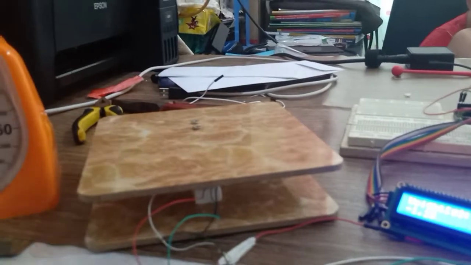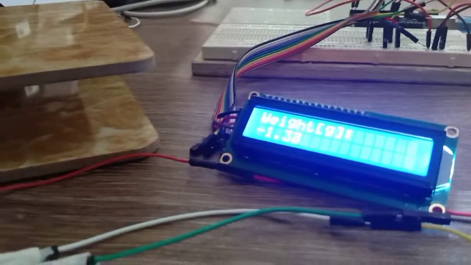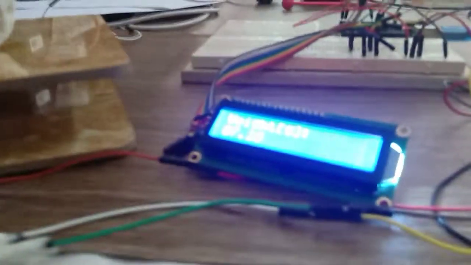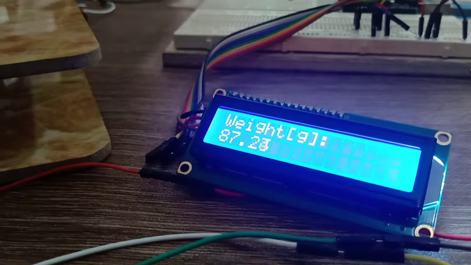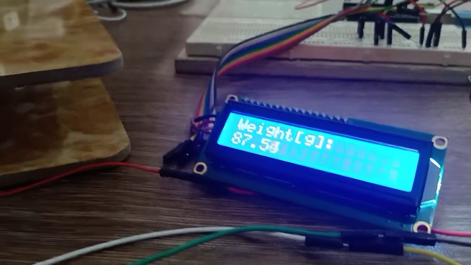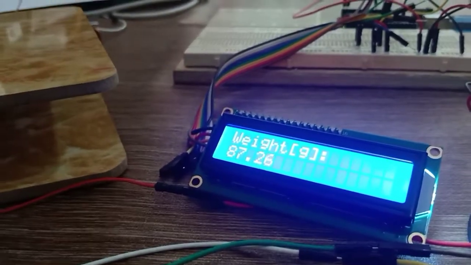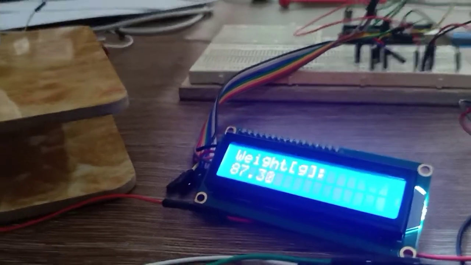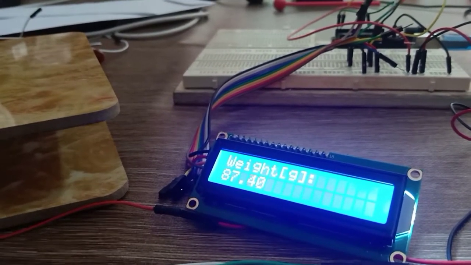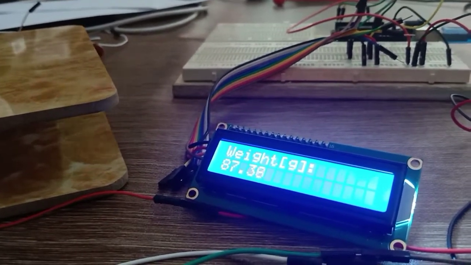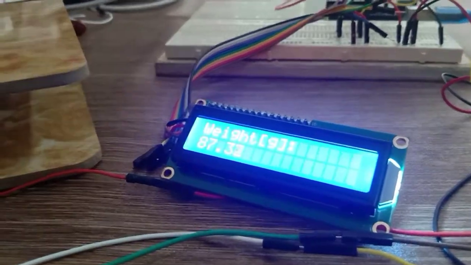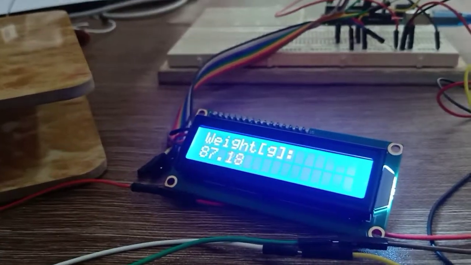Let's test it on my weighing balance. Wow, 87 gram. Okay, that's very accurate. 87.2. You can see down to 2 decimal places of gram. So very accurate. 87.3, 87.4. This is all because of some air resistance, disturbance of air. That's why it can fluctuate the value.